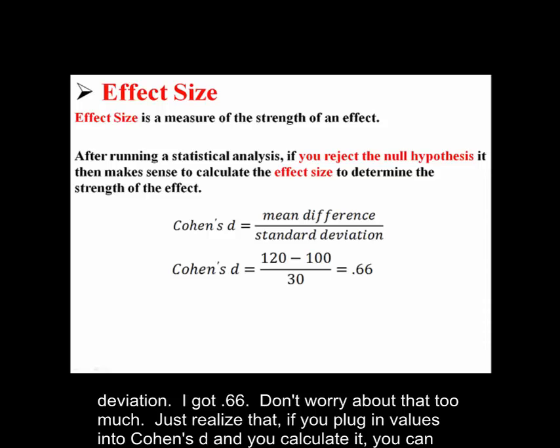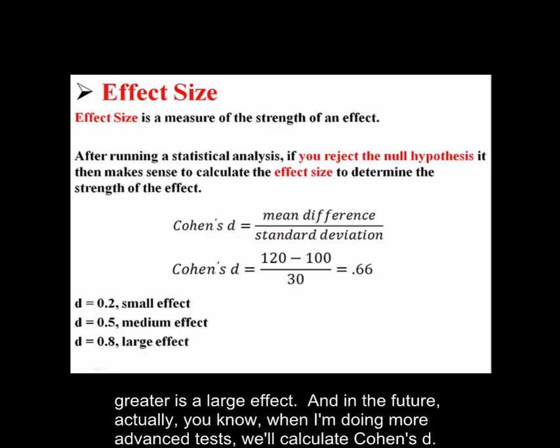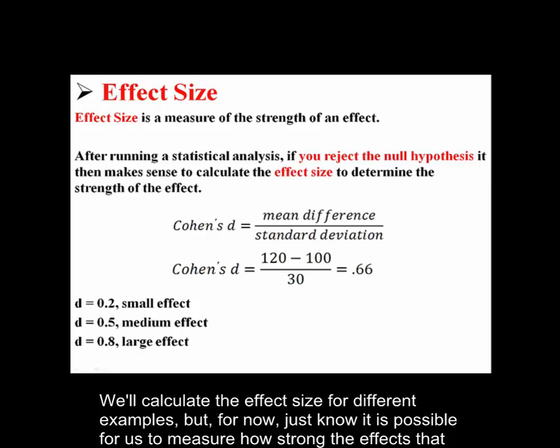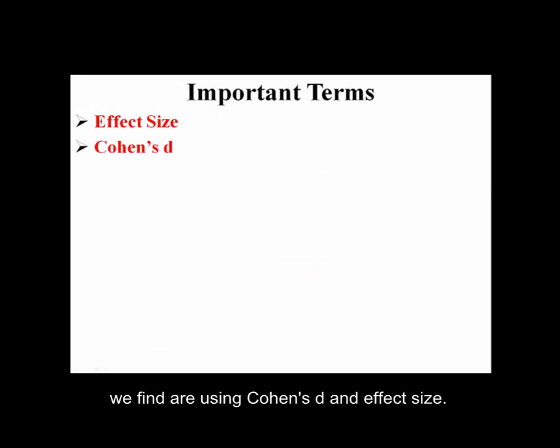Just realize that if you plug in values into Cohen's d and you calculate it, you can calculate the effect size, where something that's 0.2 is a small effect, something that's 0.5 is a medium effect, or something that's 0.8 or greater is a large effect. And in the future, when I'm doing more advanced tests, we'll calculate Cohen's d, we'll calculate the effect size for different examples. But for now, just know that it is possible for us to measure how strong the effects that we find are using Cohen's d and effect size.